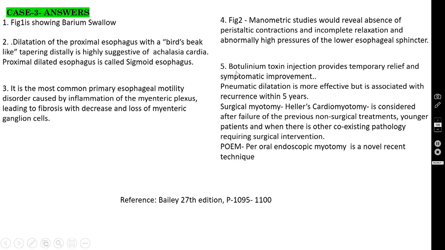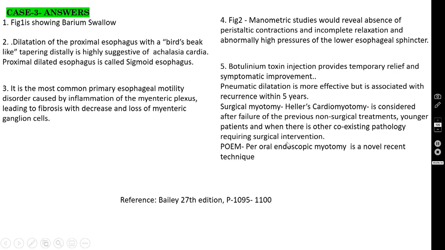What is the treatment? You can use botulinum toxin to provide temporary relief and symptomatic improvement. You can also do pneumatic dilatation, but recurrence can happen within 5 years. Surgical myotomy, that is Heller's cardiomyotomy, should be considered if both the botulinum toxin and pneumatic dilatation fail. It is also more suitable for younger patients, or when there is other coexisting pathology requiring surgical intervention.